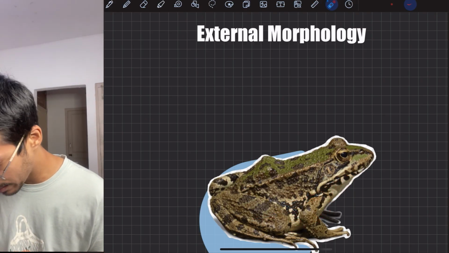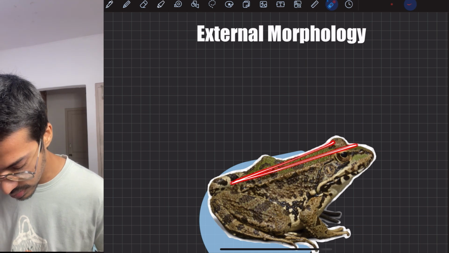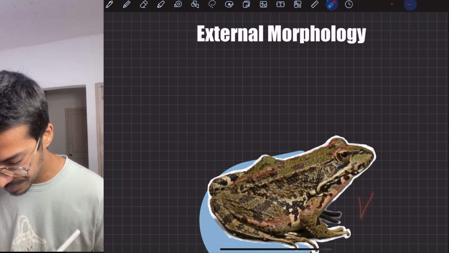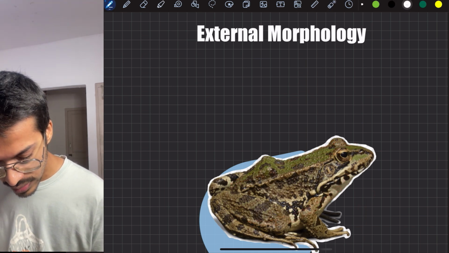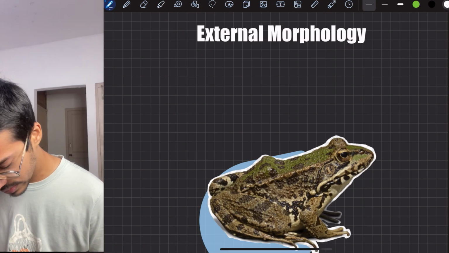Let's just write about it. So this is the dorsal side, this is the ventral side of it. So let's just see that. So first of all, skin color.